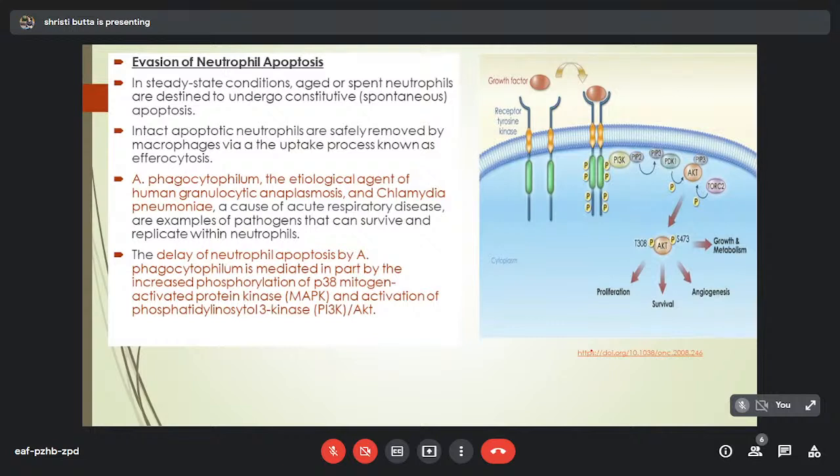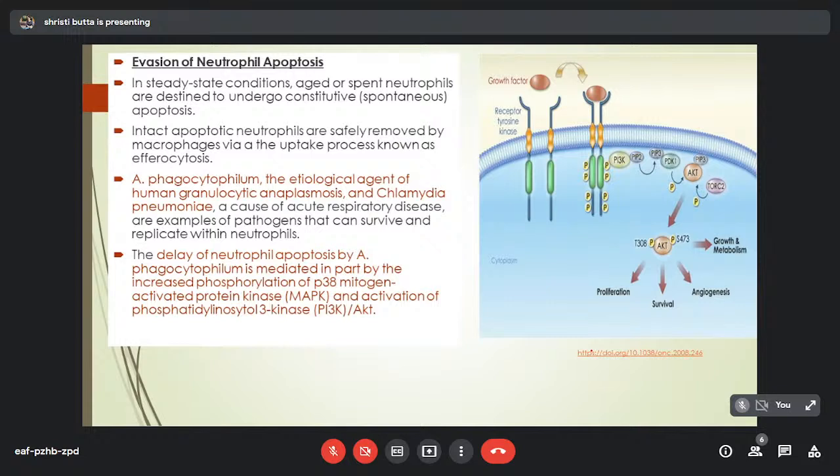What about the evasion of the neutrophil apoptosis? Now, neutrophilic apoptosis is also evaded, okay, by organisms like Anaplasma phagocytophilum and Chlamydia pneumoniae. The delay of neutrophilic apoptosis is mediated partly by an increased MAPK kinase and partly by an increase in the PI3K-AKT-mTOR pathway. Okay, similar to that which is seen in all of the other carcinomas as well.